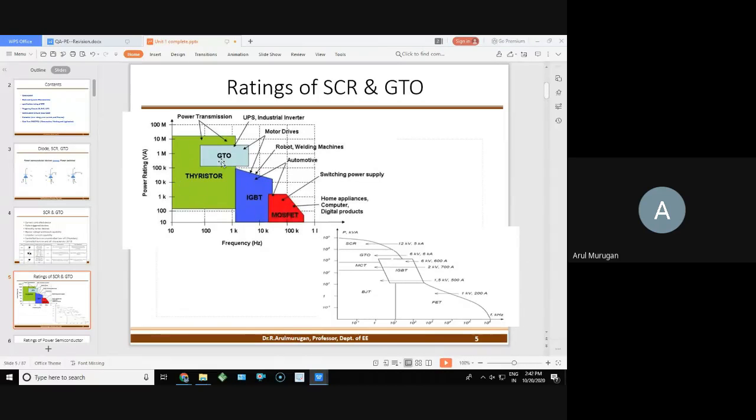What about the SCR? SCR is in the megawatt range, even 10 megawatts is possible. But the SCR is high power, low frequency. MOSFET is high frequency, low power. That is the difference. But the IGBT is somewhat medium, good in frequency, suitable at 10 kHz as well as power around 100 kW.